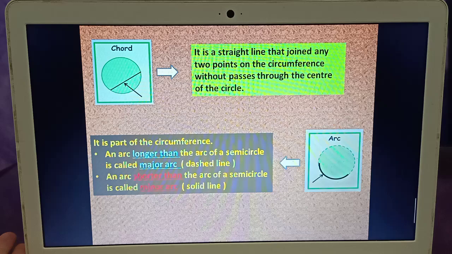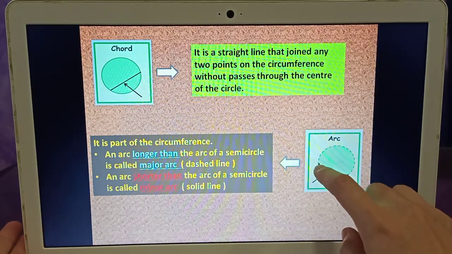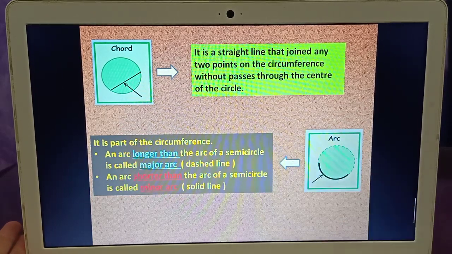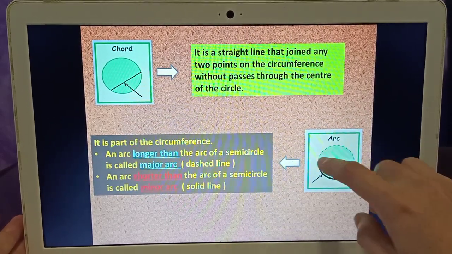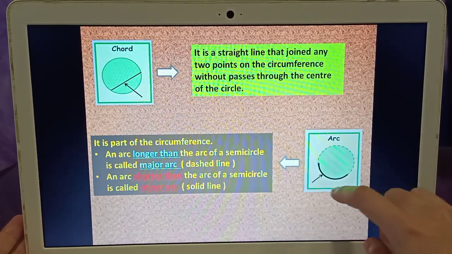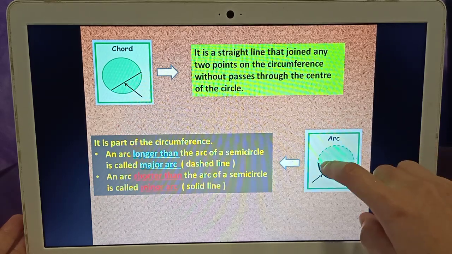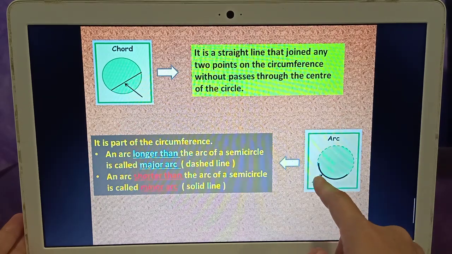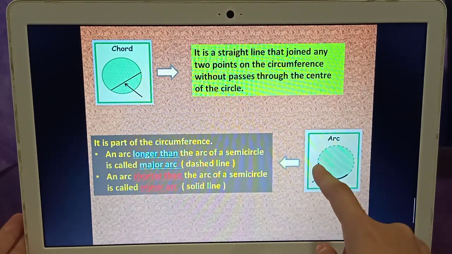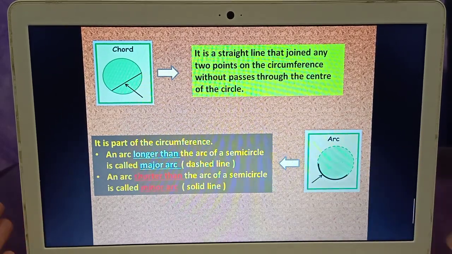Arc. An arc is part of the circumference. Before that, we learned this as circumference, right? So an arc is part of it, some of it. Consider an arc longer than the arc of the semicircle. Semicircle means half of the circle, the half length of the circumference. If the arc is longer than the semicircle, like this dashed line, it is called the major arc. And the arc in black color, which is shorter than the arc of the semicircle, we call the minor arc.